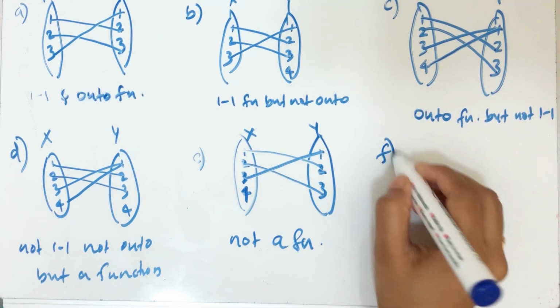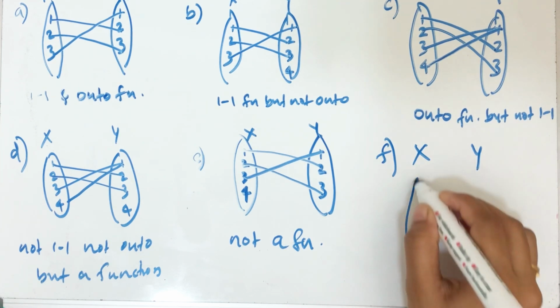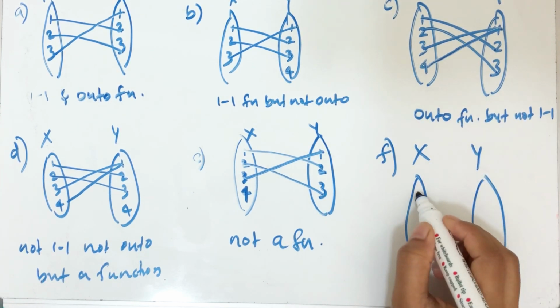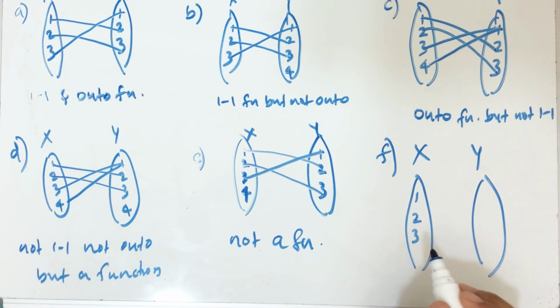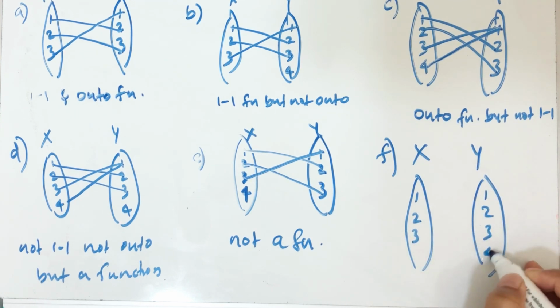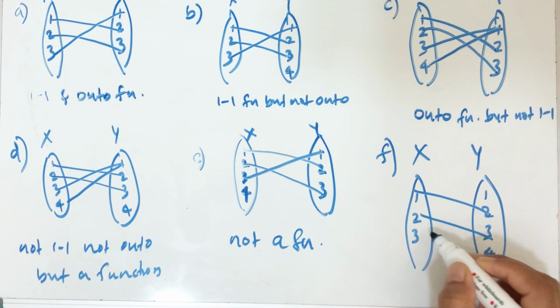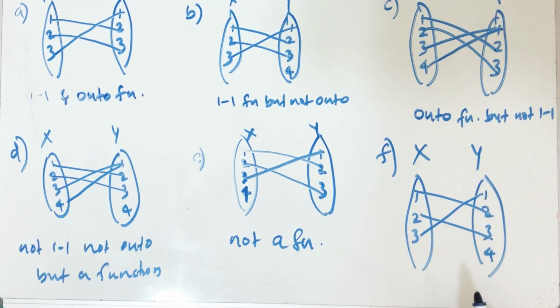So this is not a function. Another example we can see. X is {1, 2, 3}, Y is {1, 2, 3, 4}. 1 maps to 2, 2 maps to 3, 3 maps to 1, and we can assign 3 to 4. Here see, each element has an image but not exactly one. 3 has 1 and 4. So this is not a function. Here we cannot say a rule to assign 3. So this is not a function.